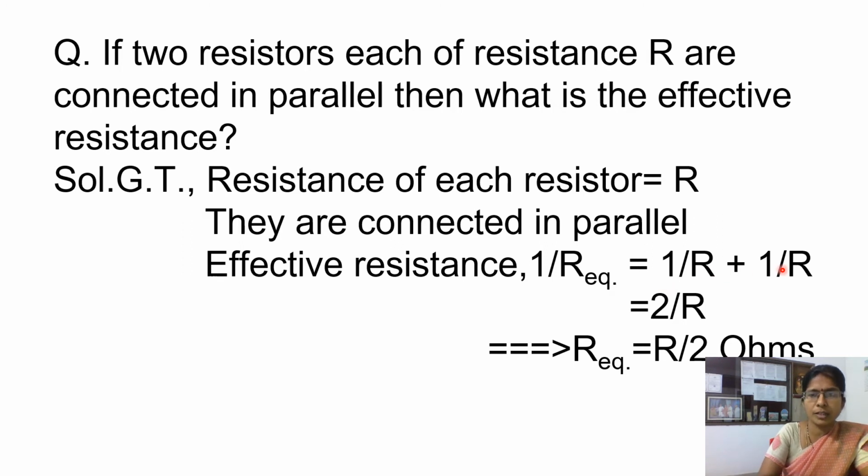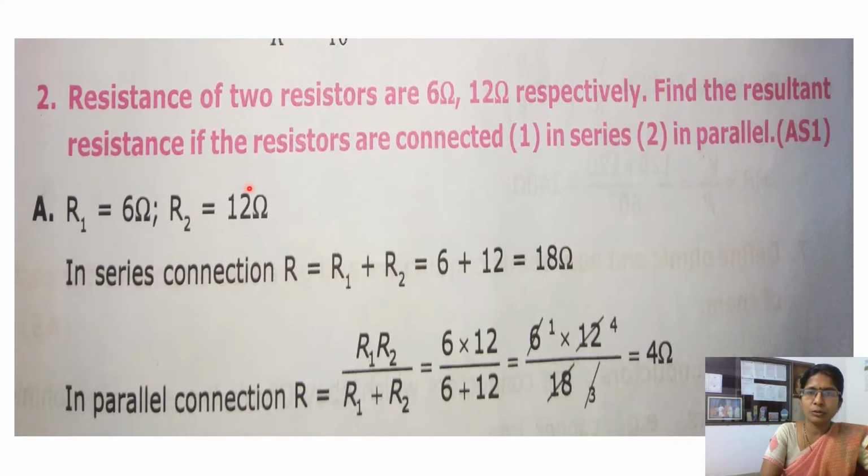If they are different, then we should say it as 1 by R1 plus 1 by R2. But here both the resistances are having equal value. So it is equal to 1 by R plus 1 by R. Since these are like fractions, it is equal to 2 by R. And from this equation, equivalent resistance R is equal to R by 2, the reciprocal of it. So here in parallel combination, equivalent resistance of two resistors which are having resistance each R is equal to R by 2 ohms.